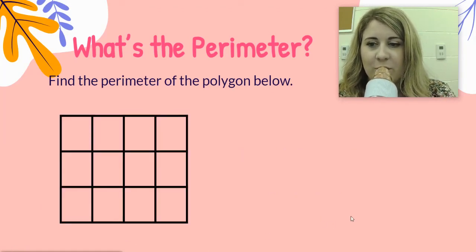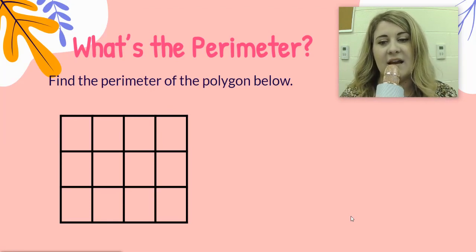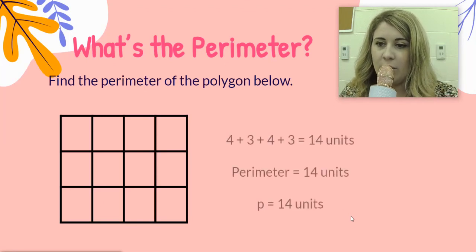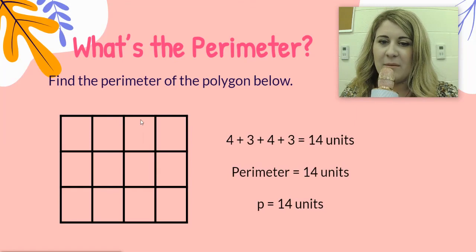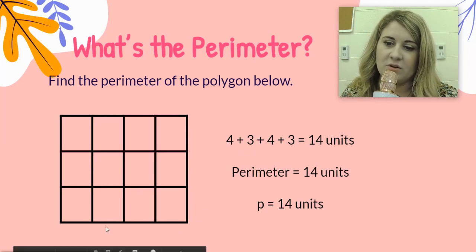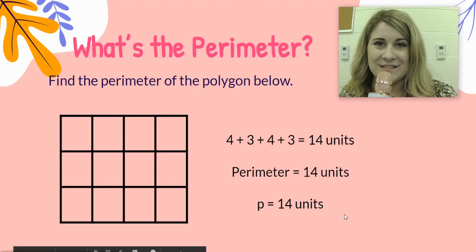All right, guys, last one. This one is where we count how many sections it takes to get around the entire shape. So let's go ahead and count. 1, 2, 3, 4. That's where I'm getting this first number from, 4. Then let's count the sides going down. 1, 2, 3. 4 plus 3 plus 4 on the bottom. 1, 2, 3, 4 plus 3 on this side. So 4 plus 3 plus 4 plus 3 equals 14. 14 units. P equals 14 units, and that's the perimeter.